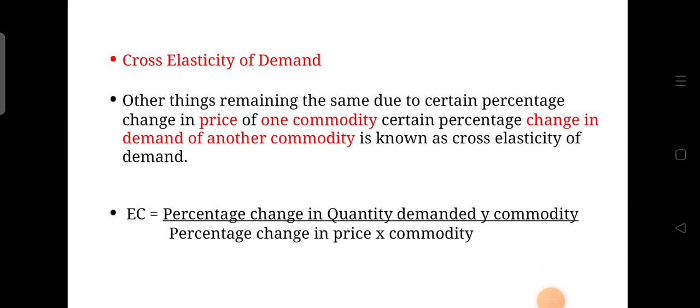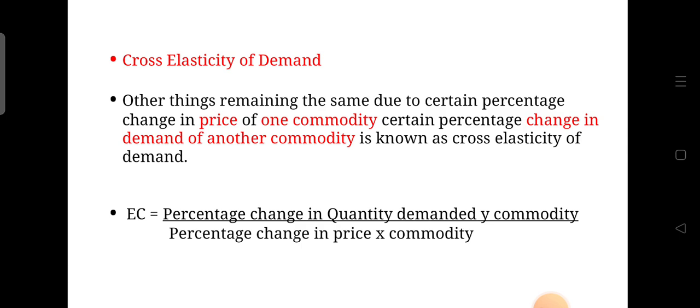So here, in price elasticity and income elasticity, the quantity demanded of commodity x is divided by the income of a person, or the price of the same commodity. But here, with other things remaining the same, the certain percentage change in price of one commodity and the resulting percentage change in demand for another commodity is known as cross elasticity of demand. That means the percentage change in quantity demanded of y commodity divided by the percentage change in price of x commodity. So that is the difference between the income, price, and cross elasticity of demand.